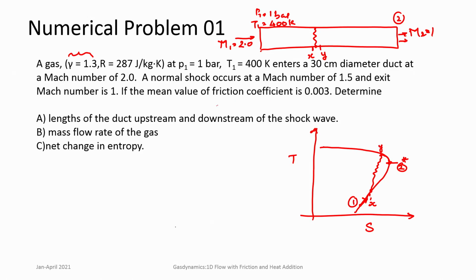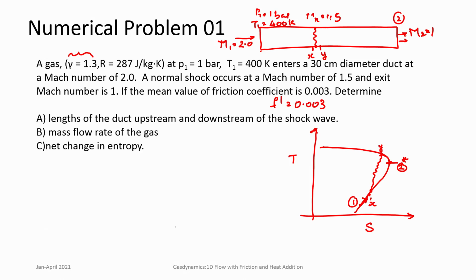The mean value of the friction coefficient, f prime, is 0.003. Determine the lengths of the upstream duct and downstream duct of the shock wave. So, what is the location of the shock wave? We know the Mach number at which it is located, Mx equal to 1.5. We also need to find the change in entropy, the mass flow rate of the gas and so on. So, let us look at this problem.